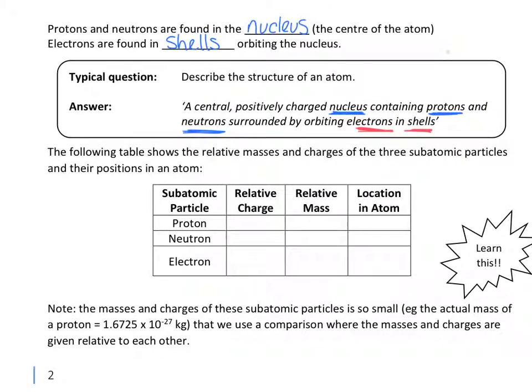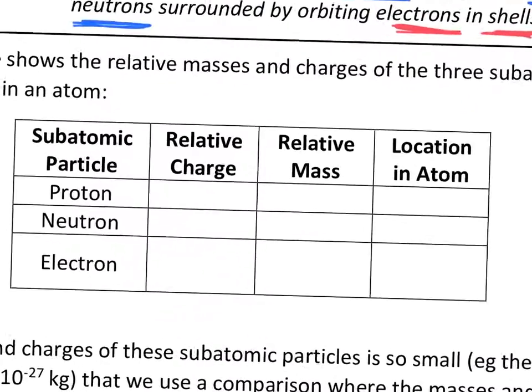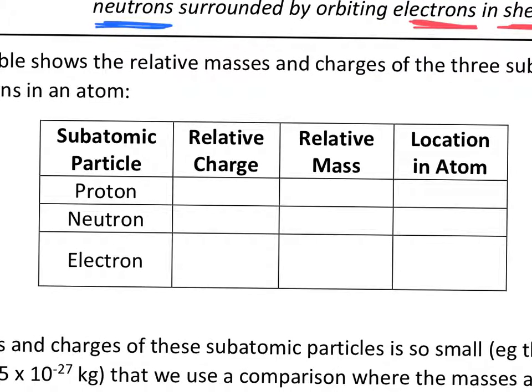Looking on down page 2, we have a table here to fill in that gives a summary of the charge, the mass, and the location of each of the three subatomic particles, the protons, the neutrons, and the electrons in the atom. We can already start to fill in this table with what we know already. So let's have a closer look at this table. Okay, we can fill in the very right-hand column of this table already, because we know the location of the protons, the neutrons, and the electrons in the atom.